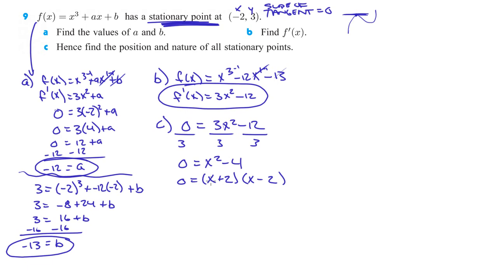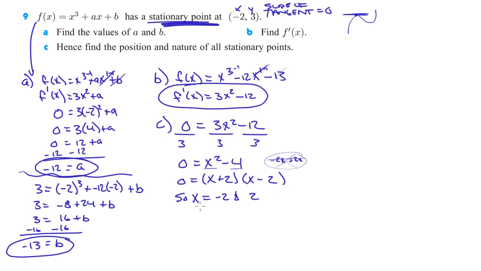Just to show you that this works, x times x is our x squared. x times negative 2 is negative 2x. 2 times x is positive 2x, which cancel out, turning into 0. And then 2 times negative 2 is negative 4. So we got our negative 4 and our x squared, and those two middle pieces dropped out. Okay? So that means the x coordinates of the stationary points are going to be at negative 2 and positive 2.